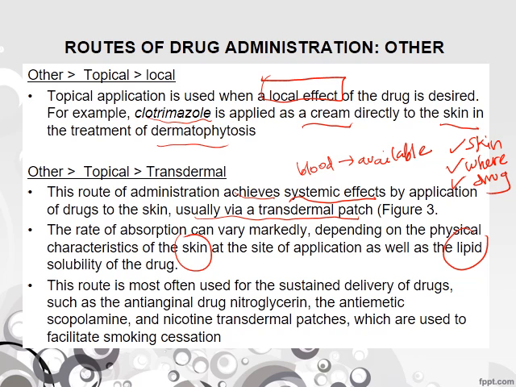This route is most often used for sustained release delivery of drugs such as the anti-angina drug nitroglycerin, the antiemetic scopolamine, or the nicotine transdermal patch that has been used for smoking cessation, to stop smoking.